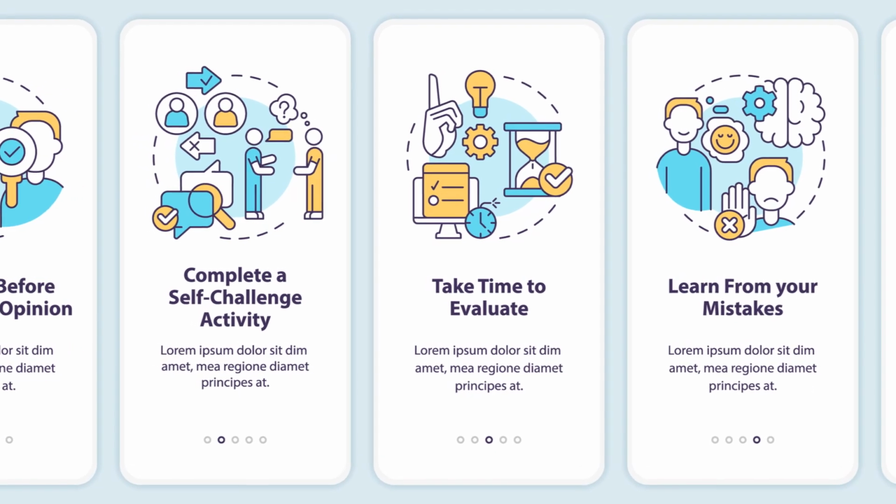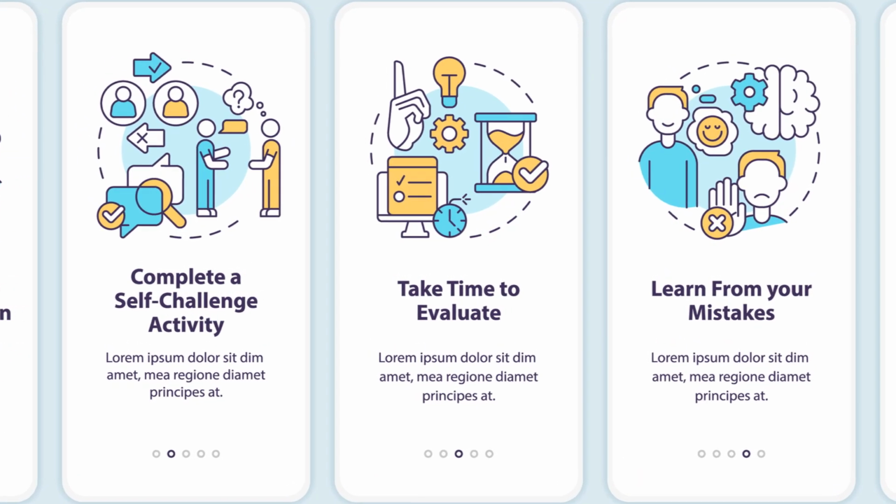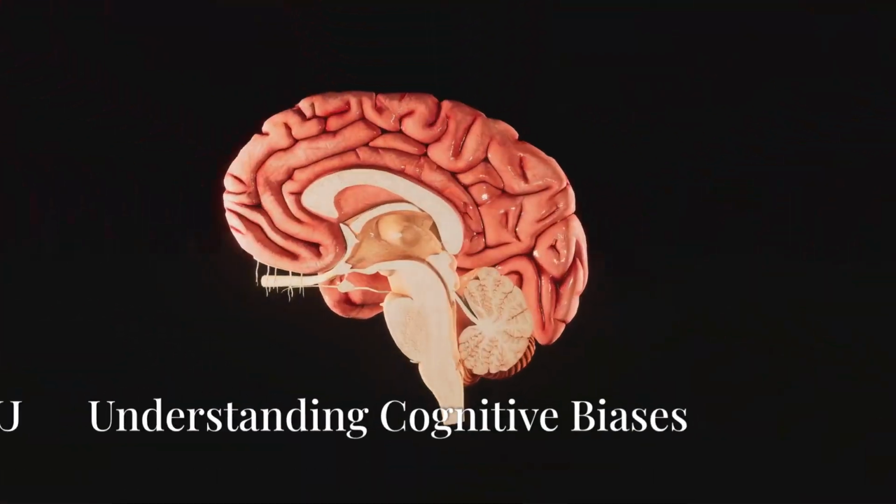By understanding these biases, we can make more informed and rational decisions. In this essay, we will explore some common cognitive biases and their impact on our everyday lives. By recognizing these biases, we can learn to mitigate their influence and make better decisions.